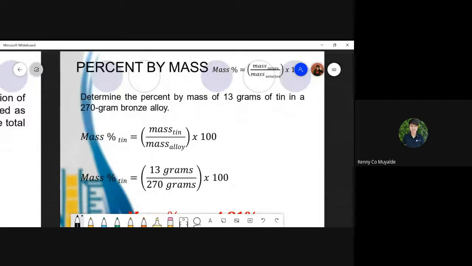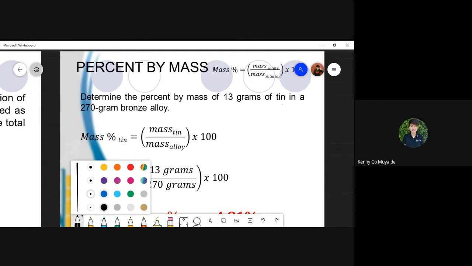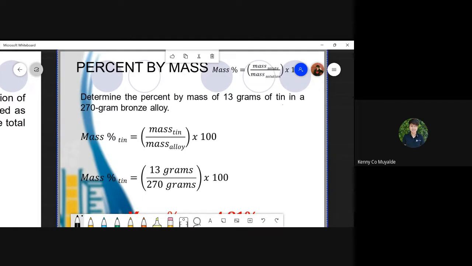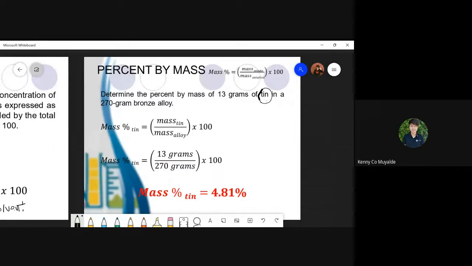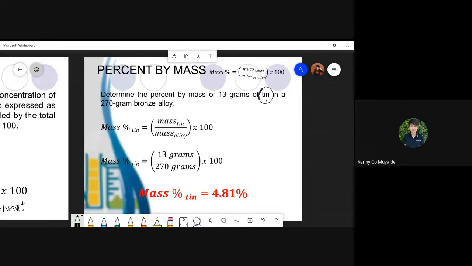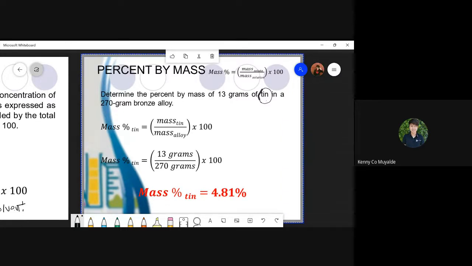So, determine the percent by mass of 13 grams of tin in 270 grams of bronze alloy. Now, in this case, nakalagay dito sa ating question na hanapin natin yung percent by mass ng tin. Naka-specify kung alin ang substance na hinahanap natin. So, this is the tin. Tapos, ang hinahanap natin ay yung percent by mass niya based doon sa 270 grams ng alloy. Ngayon, ang tanong dyan ay, naka-mix na ba yung 13 grams doon sa 270 grams na alloy or hindi pa? Yes or no?